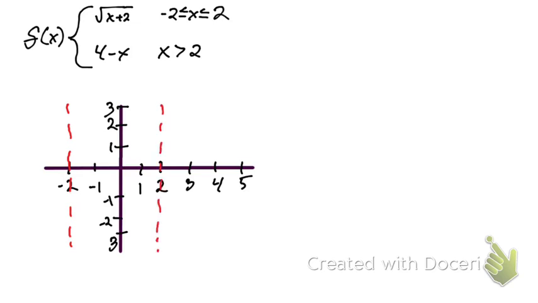Between negative 2 and 2, I'm graphing square root of x plus 2. It's always a good idea to pick a starting point and an ending point, and then maybe a point in between, so we can see what the graph looks like. If I pick negative 2 and plug that in, negative 2 plus 2 is 0. Square root of 0 is 0. And since we do have equal to signs, I would put a closed dot there.